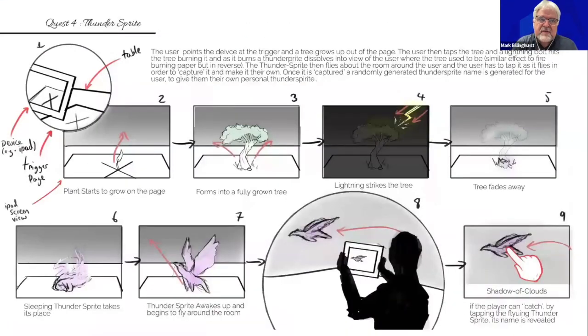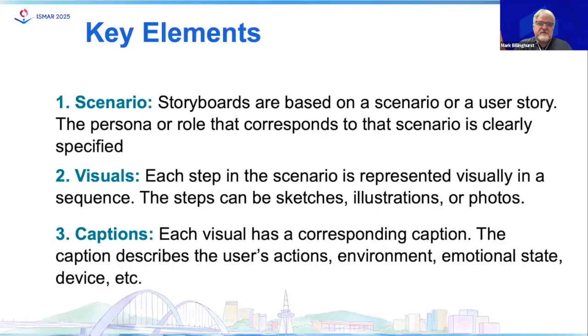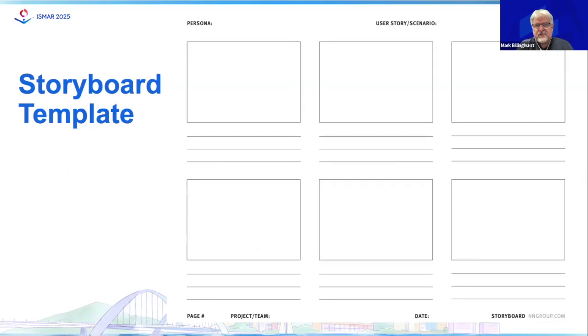In this game, you drop a virtual seed, it grows into a tree. The tree gets struck by lightning. A magical creature flies out in augmented reality, and then you have to use your iPad to track the creature around and try and tap on and catch it. The key elements of a storyboard are to make sure you've got a strong scenario, to have visuals that show the key elements in the interaction sequence, and then to add captions to those visuals that describe what's actually happening. You can use templates like this to build storyboards.